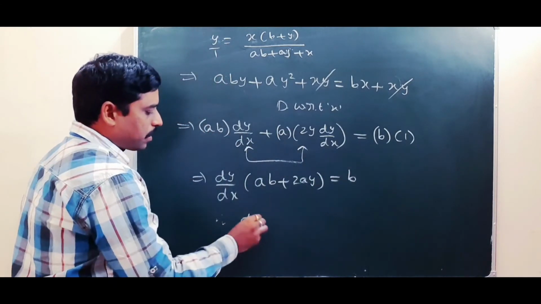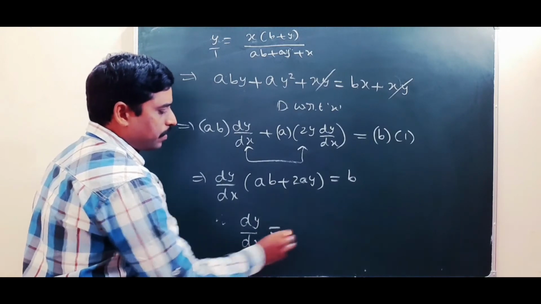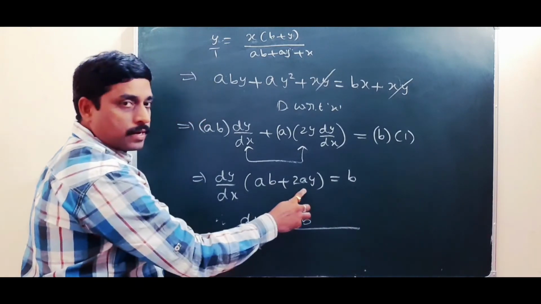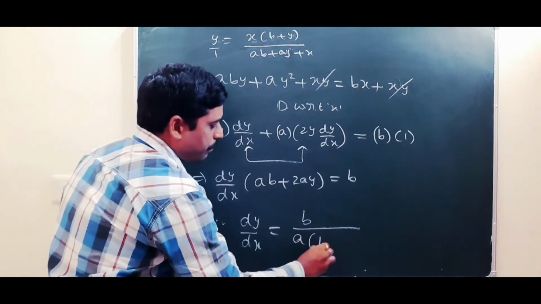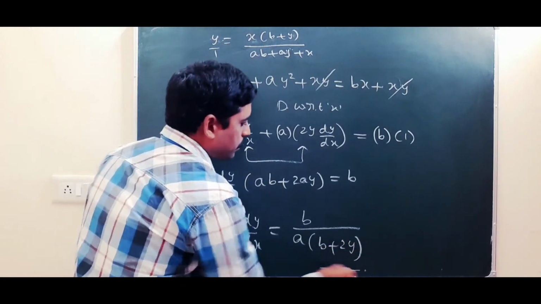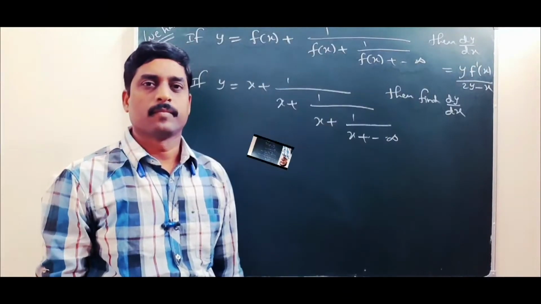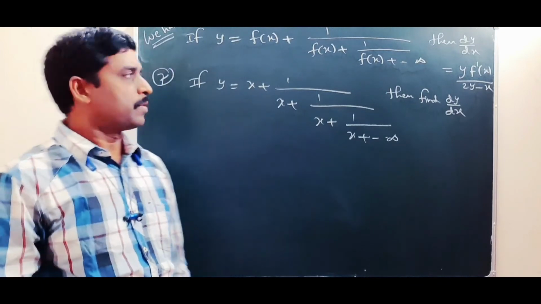Therefore dy by dx is equal to b by, in this one take a common, a into b plus 2y. So this is the answer. Okay, let us go to the next problem.